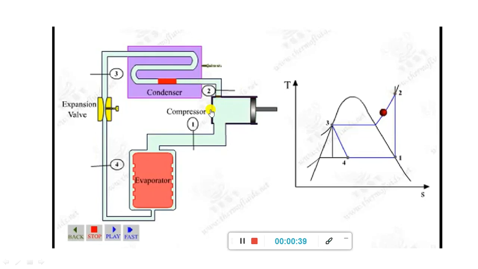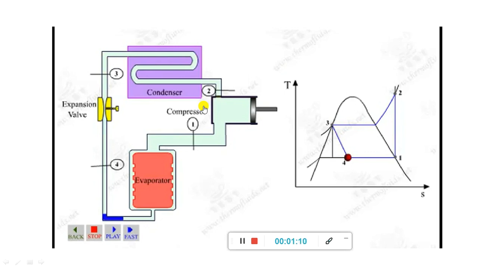So this becomes red in color. After compression, this fluid turns red to show that it has high pressure and high temperature. Then it moves into the condenser. Now it slowly changes to orange color, which means low temperature, high pressure. Then it goes to the expansion valve. Now it turns blue. We need to understand that low pressure, low temperature, liquid form is shown as blue color.